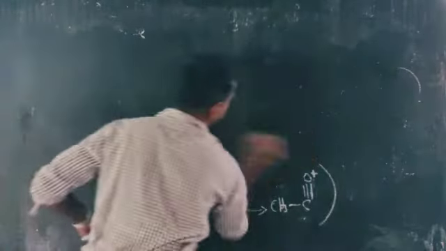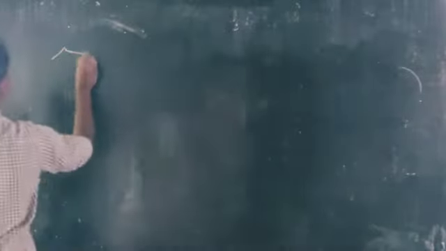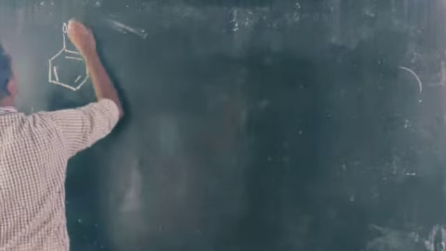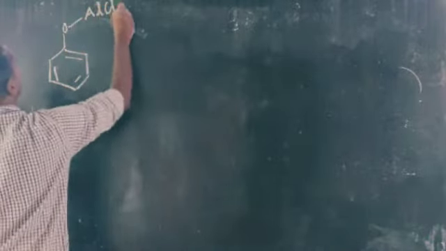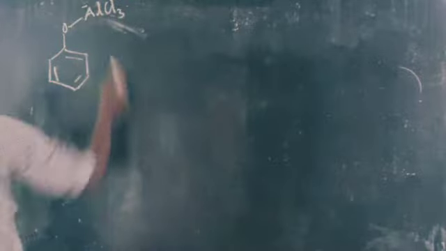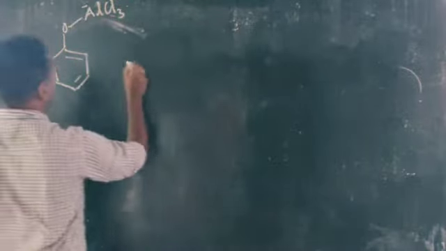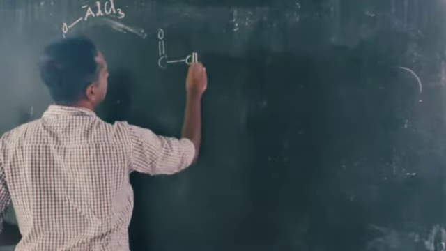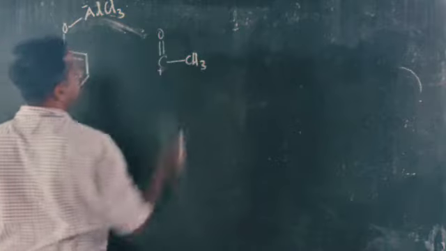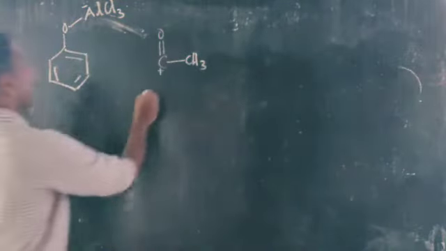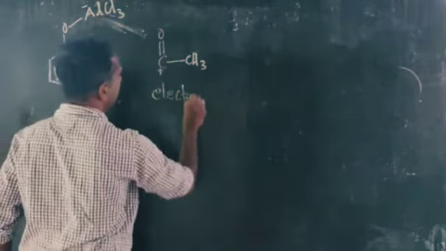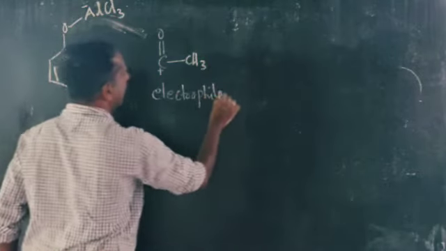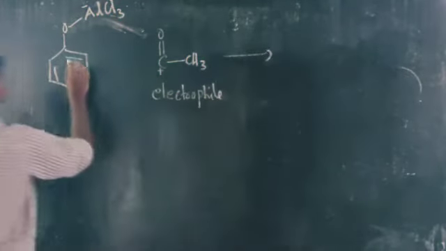Now what we are getting, look at it here, is O and AlCl3 minus, okay, AlCl3 minus. Now our acylium cation, look at it here, C double bond O, CH3, positive charge. Now this acylium cation can act as an electrophile. This is acting as an electrophile, and as we studied earlier, what type of reaction will occur now?